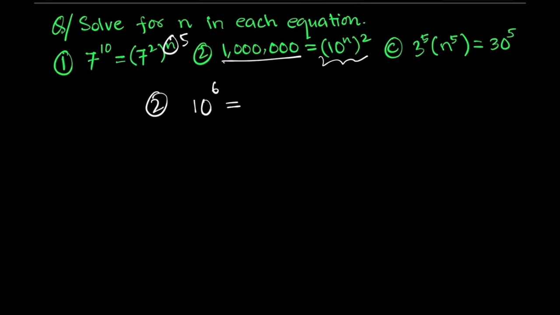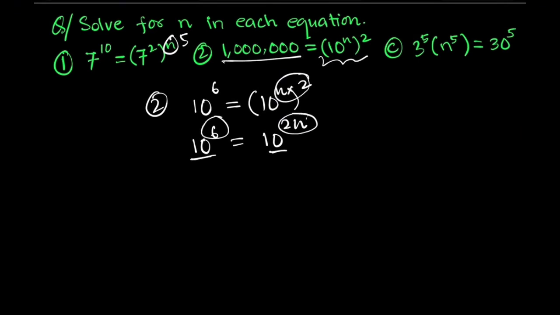And on the other side we have 10 raised to n whole raised to 2, which becomes 10 raised to 6 equals 10 raised to n times 2, which means 2n. Again the bases are the same, therefore the exponents must be equal, which means 6 must equal 2n. Since we are finding the value of n, remove this 2 by dividing by 2 on both sides. This gets cancelled out, which gives us n equals 6 divided by 2, which means 3. So the value of n equals 3.